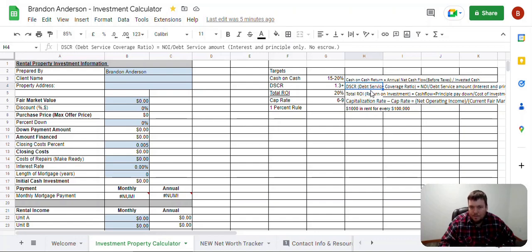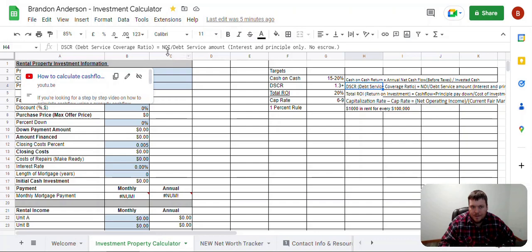What this essentially does is it's your net operating income divided by your debt service amount. And debt service amount is just your interest and principal only. All my mortgages, I escrow the property taxes and the property insurance right into the payment. But for this, you would not include those.